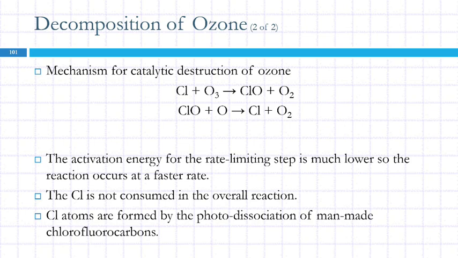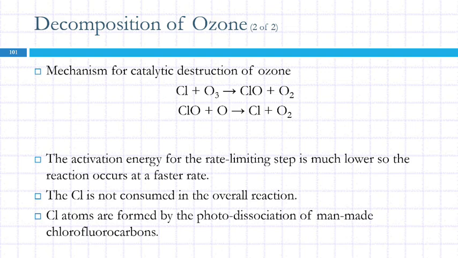So here's the mechanism for catalytic destruction of ozone by chlorine. Chlorine atom reacts with ozone to make ClO and oxygen. This is an intermediate. The ClO then reacts with an oxygen atom to make Cl and O2. So here, the catalyst is present in the first elementary step as a reactant. It's used, and then it's released in the last step.